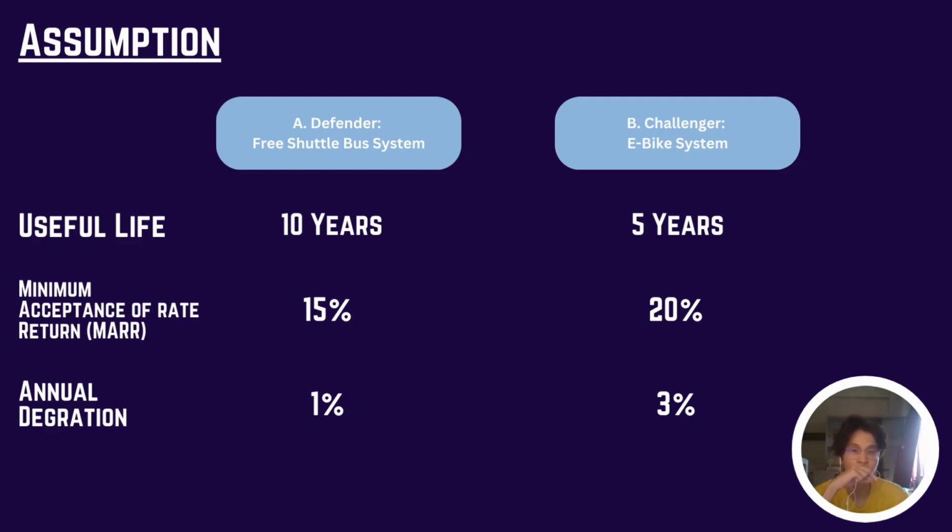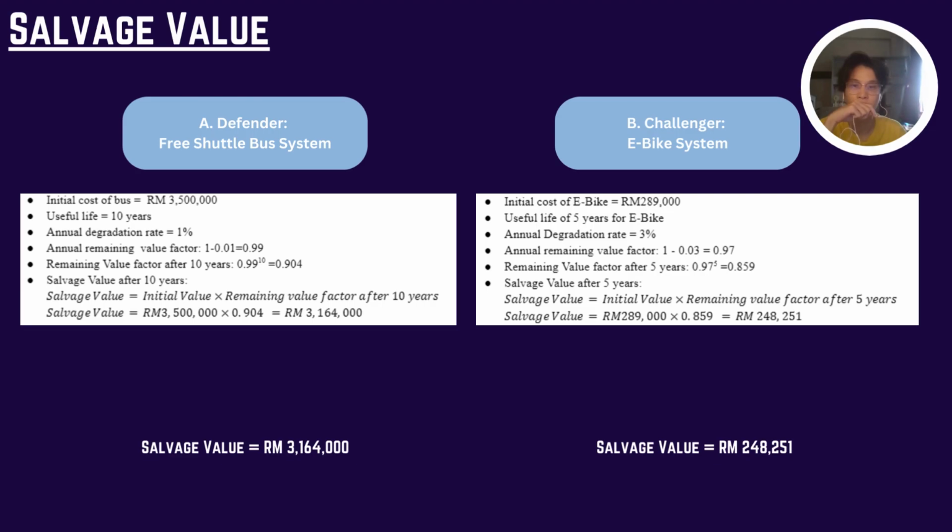For the free shuttle bus system, we put the useful life at 10 years because it is a transportation, and mostly the car and the bus can last about 8 to 15 years. And then for the minimum acceptable rate of return, which is the MARR, we set it to be 15%, and the annual depreciation we set to be 1%. And then for the e-bike system, because it is a bike, we set the useful life to be 5 years, and then the MARR to be 20%, and then the annual depreciation to be 3%.